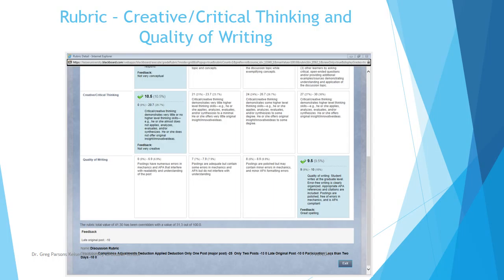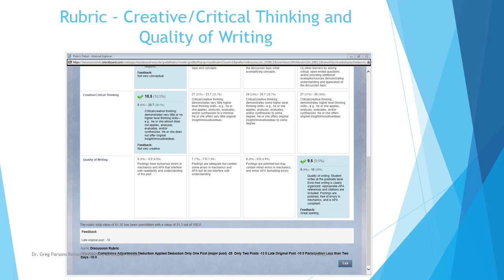The final category or criterion is the quality of the writing, where here we're looking for spelling, grammar, APA format. In this case, the sample student got an excellent because the quality of the writing was very good. It was error-free, all the spelling was correct, the grammar was correct, the punctuation was correct, the postings were polished, they looked professional, free of errors in mechanics, and it's APA compliant. And you can see down at the bottom, I wrote as the evaluator that the feedback was great spelling.